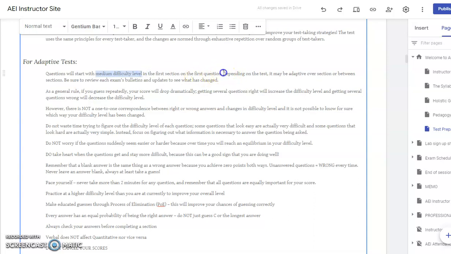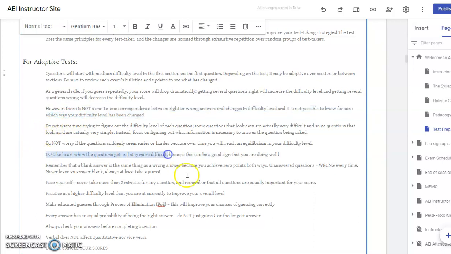So the last 4 minutes, note an adaptive test will start at the medium difficulty level, and depending on the course of each section, depending on the test, it may be adaptive over sections or between sections. So review the specific exam to see what it says about where the adaptations take place. But as a general rule, do not guess repeatedly or your score will drop dramatically. There is not a one-to-one correspondence between right and wrong answer and changes in the difficulty level, and it's not possible to know for sure which way your difficulty level has changed. So don't worry about trying to figure it out.